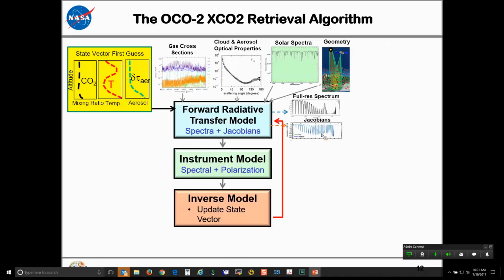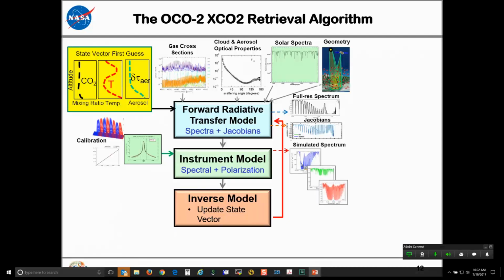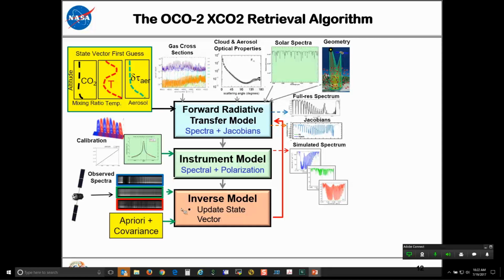That generates a perfect high-resolution spectra, as well as spectral Jacobians, which give the first derivative of the spectra with respect to changes in the atmospheric state. We then have an instrument model that convolves these perfect synthetic spectra with our understanding of the instrument line shape function, the geometric and radiometric calibration of the instrument, and the polarimetric performance, to generate spectra that should look just like the ones being taken by the spacecraft if we have the atmosphere right.